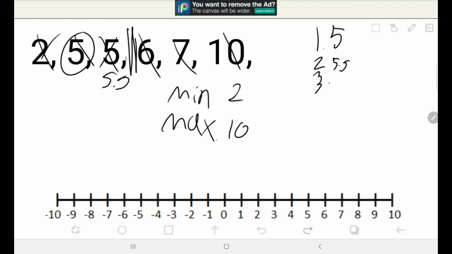Now for our third quartile. Like we said, we're going to do the same thing we did with the first quartile. We're going to cross out 6, we're going to cross out 10, and we've got 7. So 7 is our third quartile. Now we're done with quartiles.